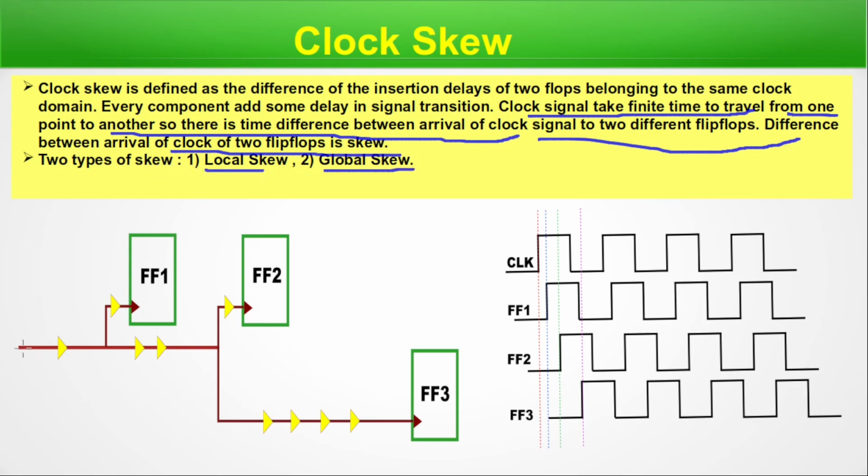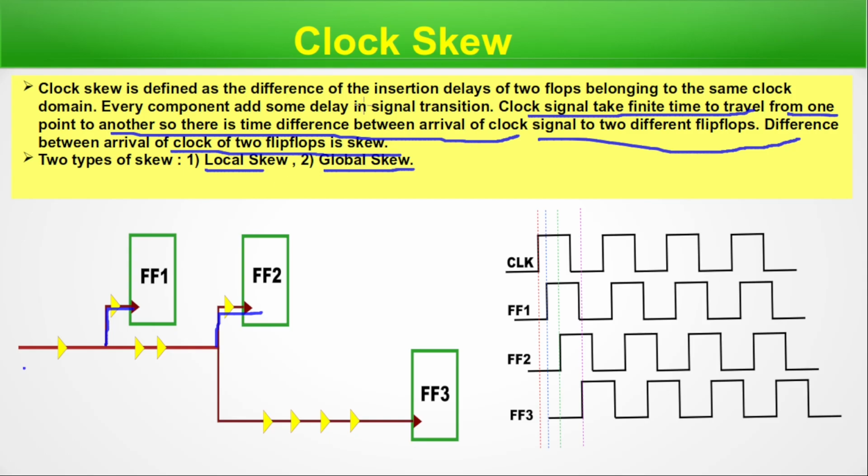If this is the clock, common clock, and then it's getting divided. Here it's for flip-flop 1, then flip-flop 2, and then flip-flop 3. So signal doesn't reach all these flip-flops at the same time, although they belong to the same clock domain. So there is a difference in time because a real signal is traveling through a real system. So it will take some time.